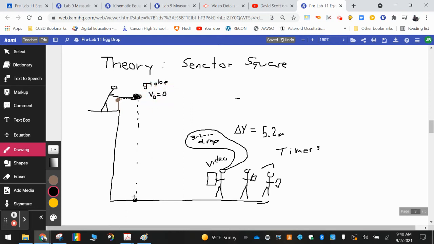Yeah, it should be zero, right? Yeah. So, okay, prior to impact, we want to know what is the velocity prior to impact? And we also want to know what is the time duration here? What is this delta t? Those are the things that we want to find out throughout this experiment.